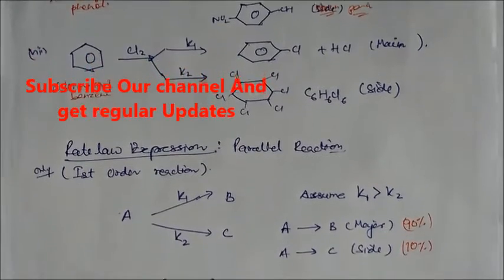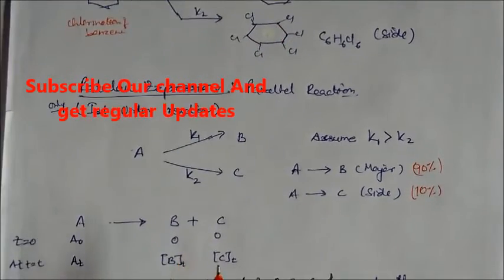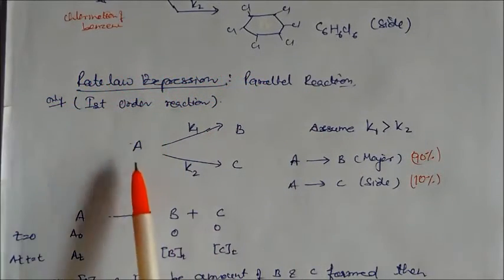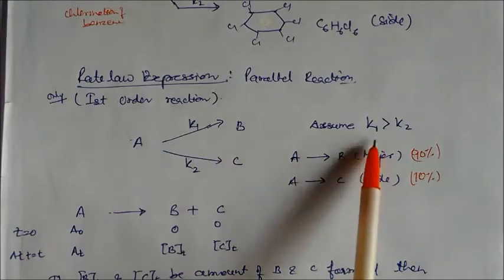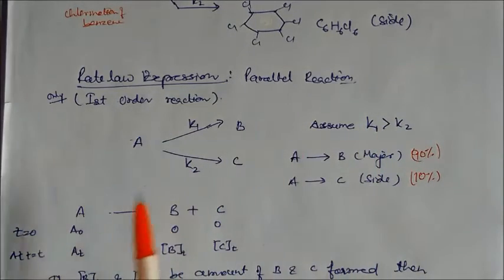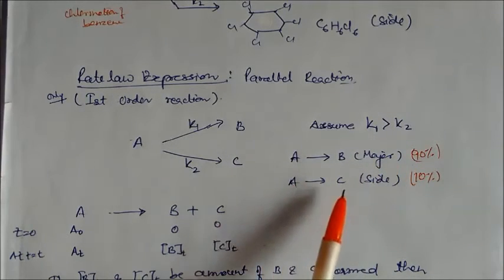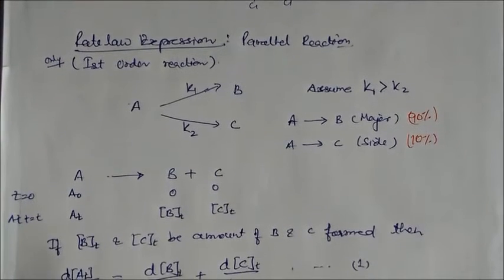How can we find the rate equation, or rate law expression, for the parallel reaction? Let us see that. Since we have to take only first order reactions, A converts to B and C, and let us assume that the rate constant K1 is greater than K2. So A is giving B, the major product which is 90%, and also giving C, which is 10%.